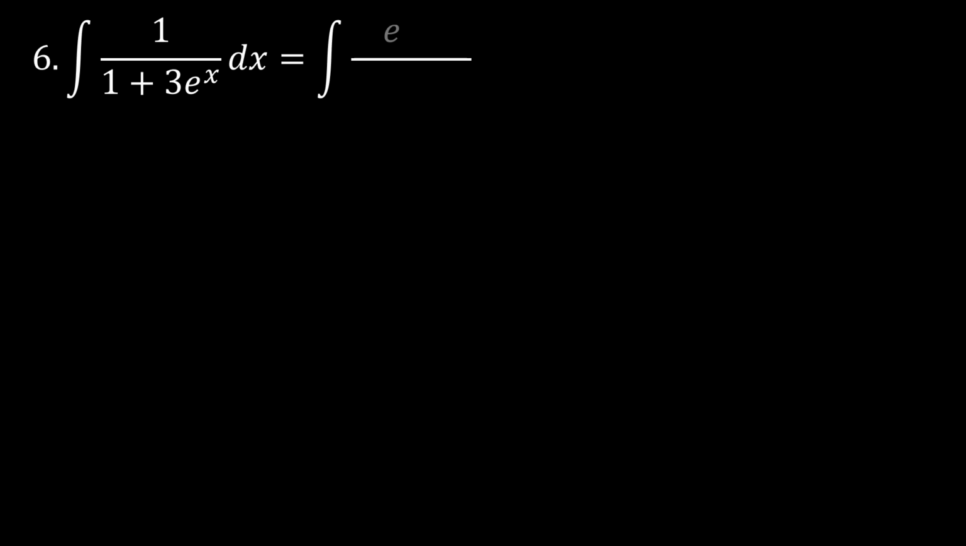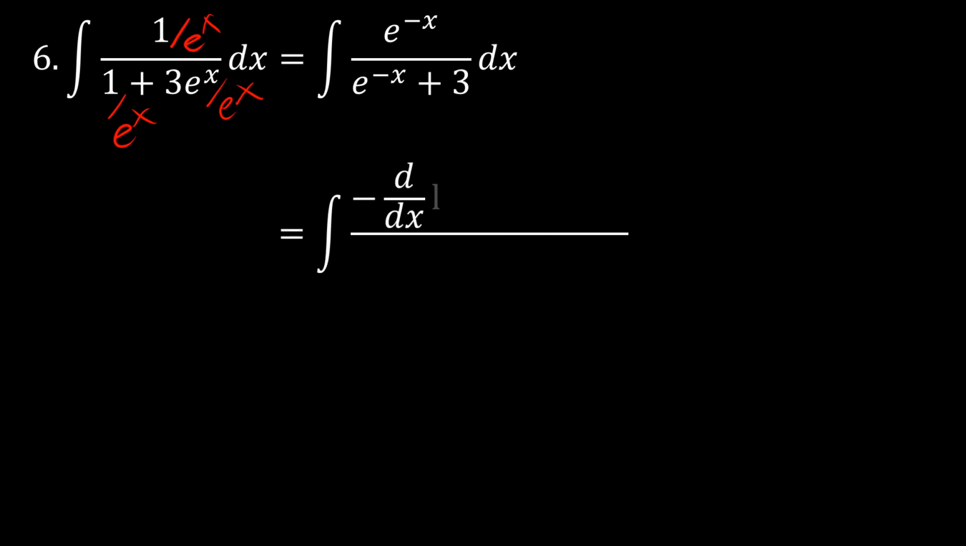Problem number 6, which we said was the indefinite integral of 1 over 1 plus 3 e to the power x. What we can do is divide the numerator and denominator by e to the power x. And what that results in is the integral of e to the power negative x over e to the power negative x plus 3. And it is very easy to see that the numerator is simply the negative of the derivative of the denominator.